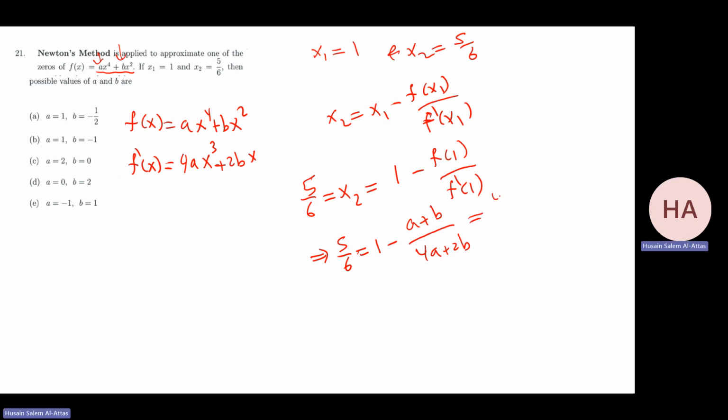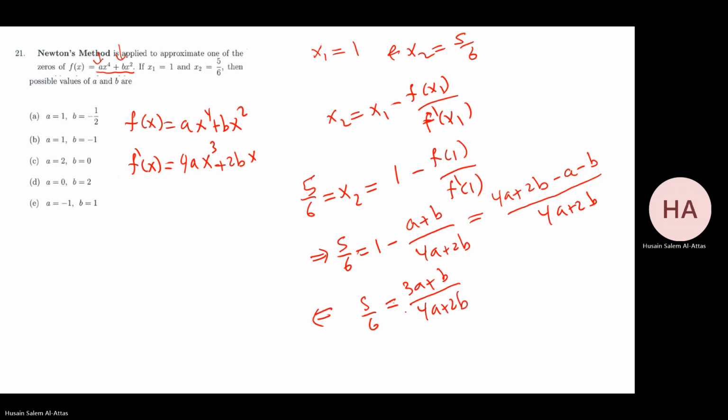So that will be 4a plus 2b minus a minus b over 4a plus 2b, which is equal to 5 over 6. That will be what? 3a plus b equals 4a plus 2b. That implies, and we have 20a plus 10b equals 18a plus 6b. That implies 2a equals minus 4b. That implies a equals minus 2b.